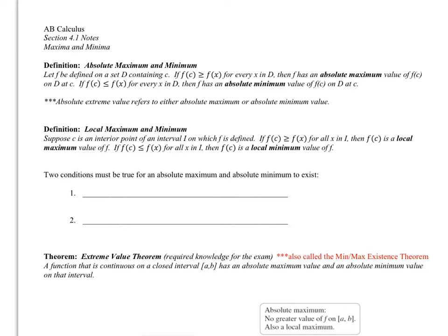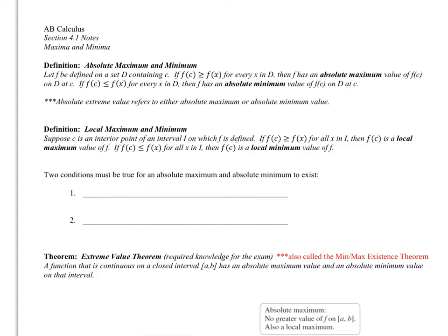Okay, 4.1, data number 1, notes, definition of the absolute max and min. Let f be defined on the set D containing c. If f of c is greater than or equal to f of x for every other x, then it has an absolute max value of f of c on this domain D at c.